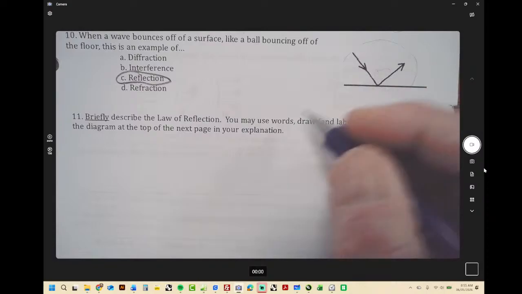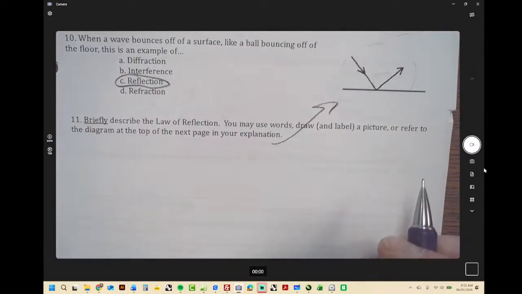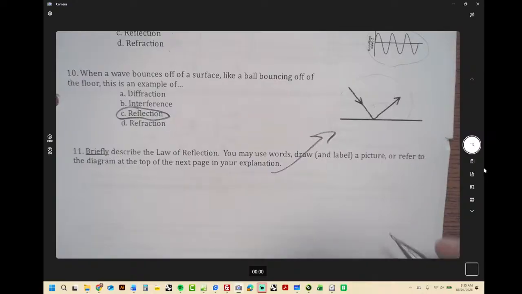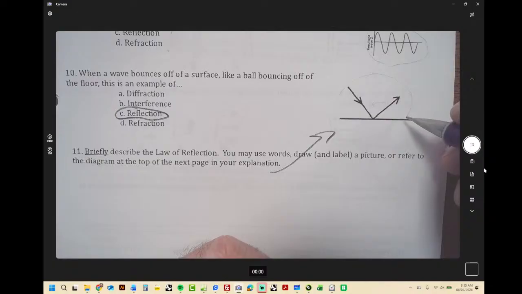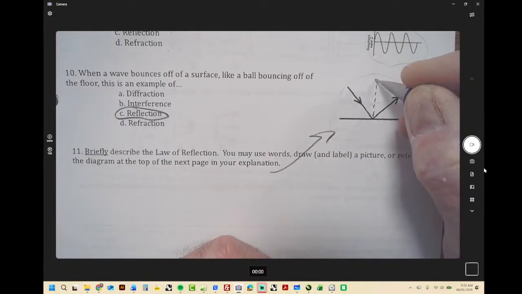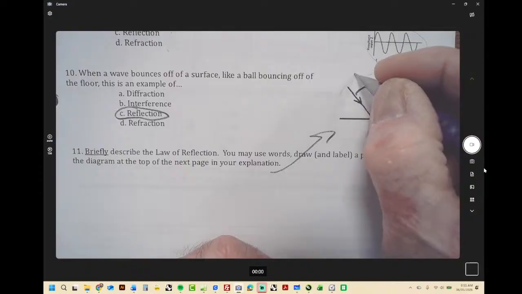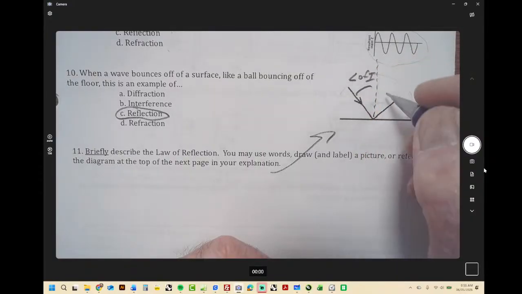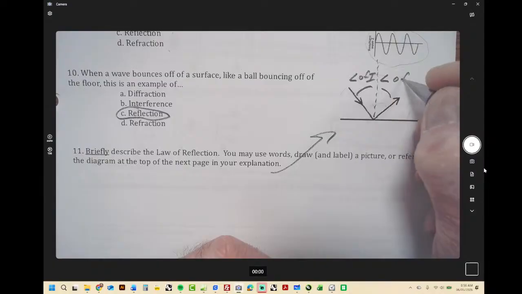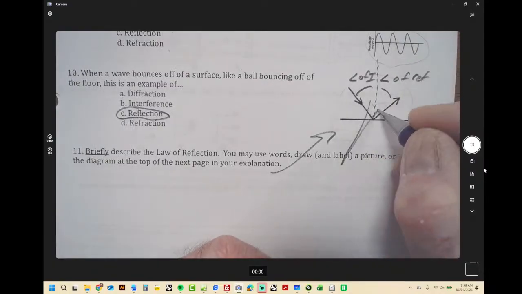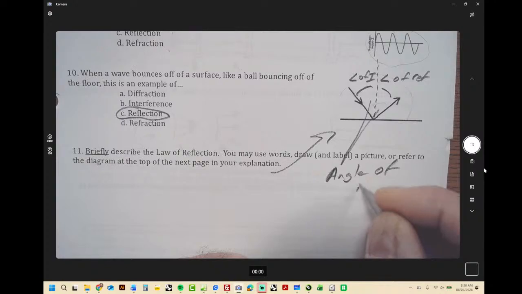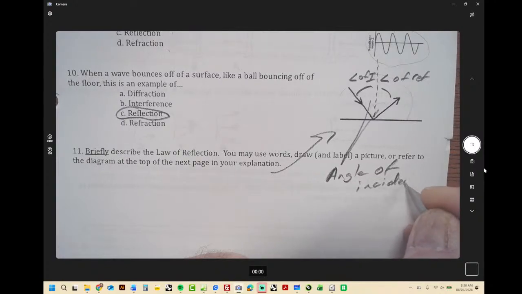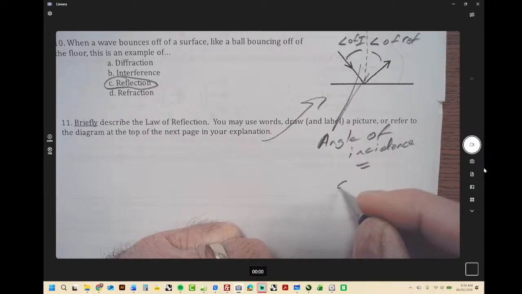I'm going to use this diagram to show the law of reflection. Angle of incidence equals angle of reflection. And if I wanted to show the angle of incidence, what else do I have to draw? The normal. Very good. So there's the normal. This is the angle of incidence, and this is the angle of reflection. I'll just write it out: angle of incidence equals angle of reflection.